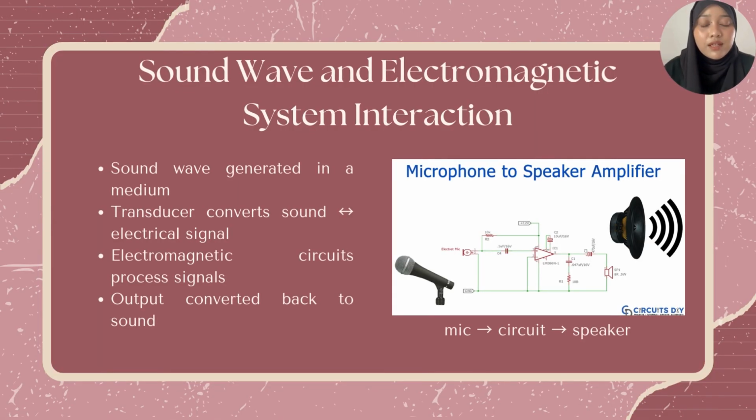Next, sound wave and electromagnetic system interaction. This slide illustrates the interaction between sound waves and electromagnetic systems. Sound waves originate as mechanical vibration in a medium. These vibrations are converted into electrical signals using transducers such as a microphone. The electrical signals are then processed using electromagnetic circuits, including amplifiers and signal processing units. Finally, the processed electrical signals are converted back into sound waves using devices such as a loudspeaker. This interaction forms the basis of many acoustic and communication systems.